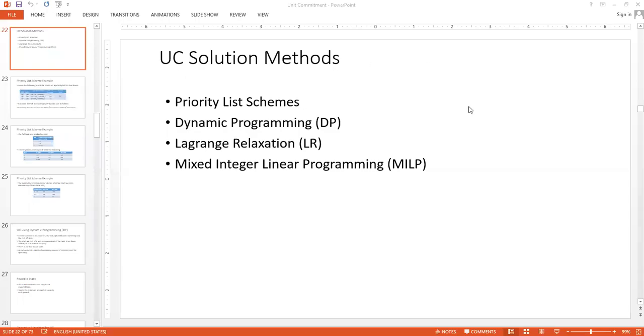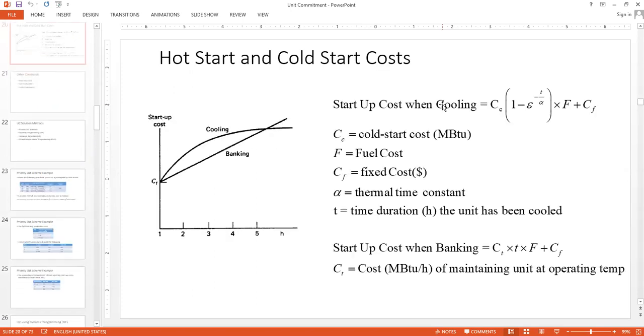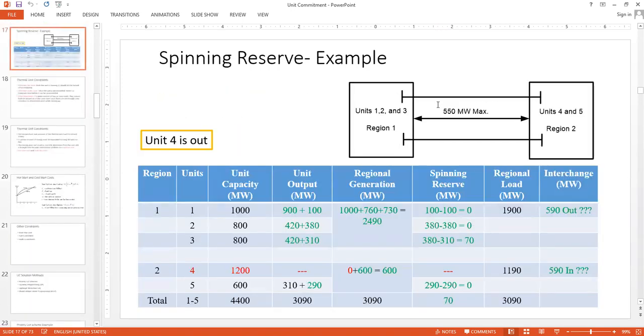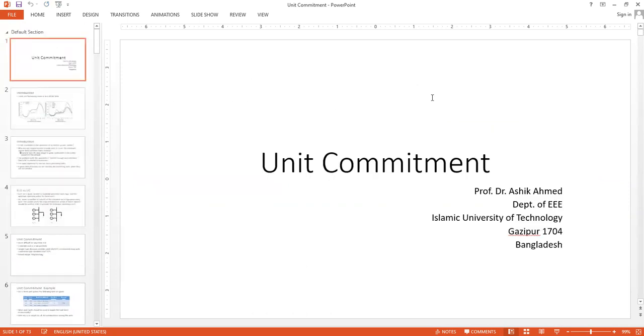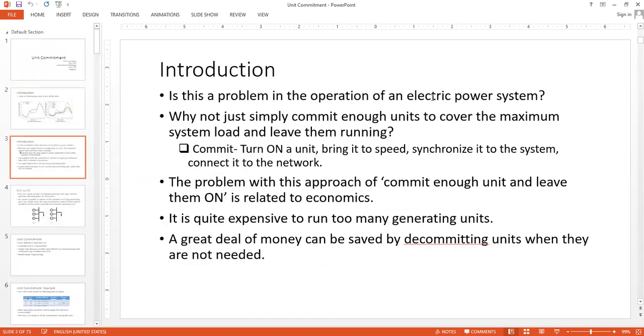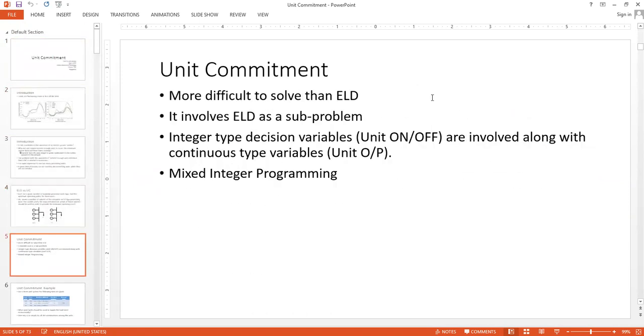Unit commitment problem. Since the last class, we talked about the basics of unit commitment, what the difference is between the unit commitment issue and the economic load dispatch problem. And we also talked about some of the features associated with the unit commitment problem.